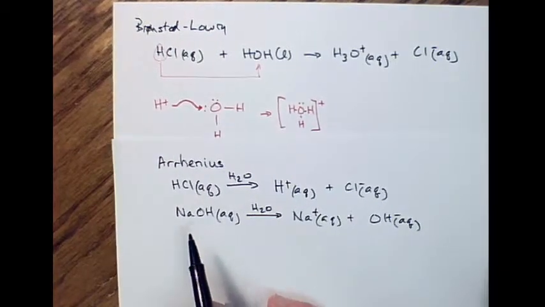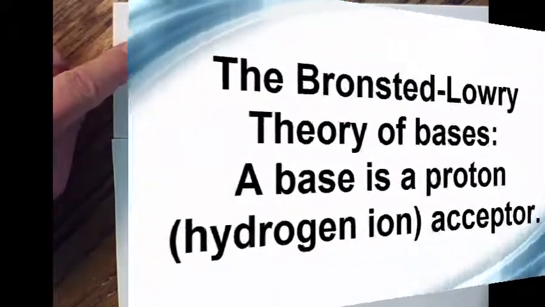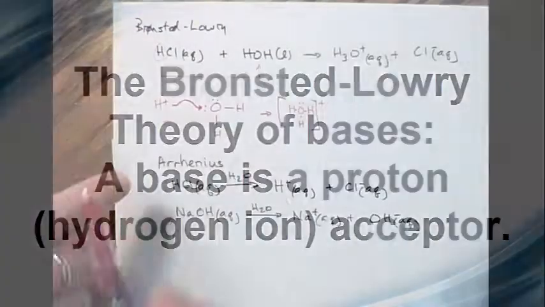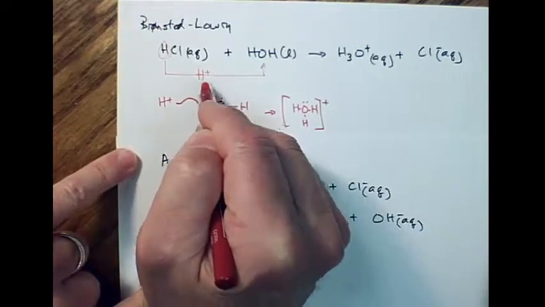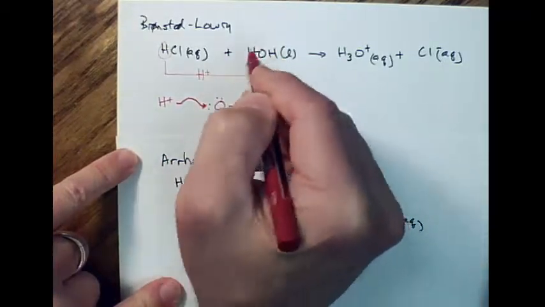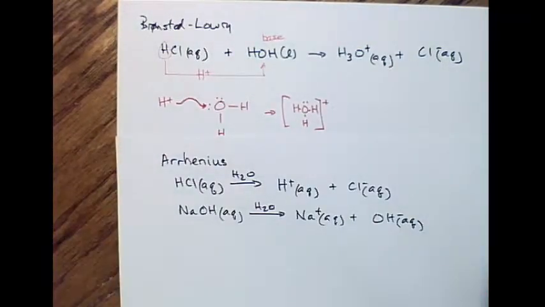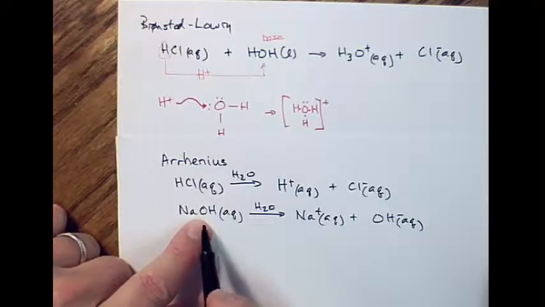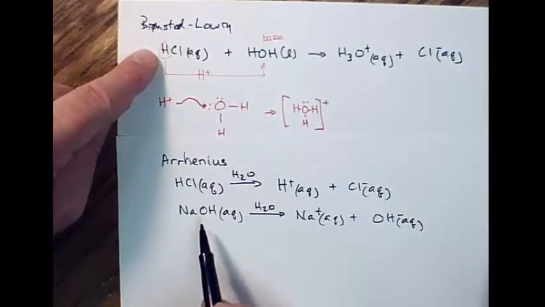Now, that doesn't mean that sodium hydroxide is not also a Bronsted-Lowry base. In the Bronsted-Lowry concept of acids and bases, a base is anything that accepts a proton. So the proton that left this hydrogen went over and joined up with this water. That makes water a base because it accepts a proton. Now that doesn't mean that this hydroxide, this sodium hydroxide, is not a Bronsted-Lowry base. It is.